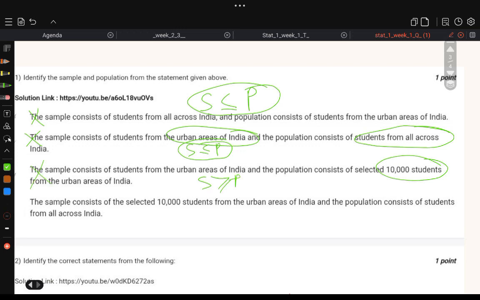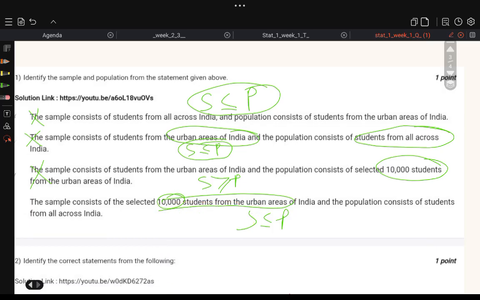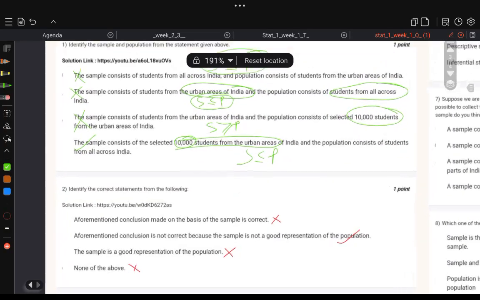And the last one, the statement consists of 10,000 people in urban area, the population consists of all across. See, here the sample is also less, and it is a biased sample in this case also. It is not a completely right statement, yet here the sample is less than the population. This condition satisfies, and the most correct option in these options is option 4, yet not completely correct but most correct. Here the sample is biased also, that's why.